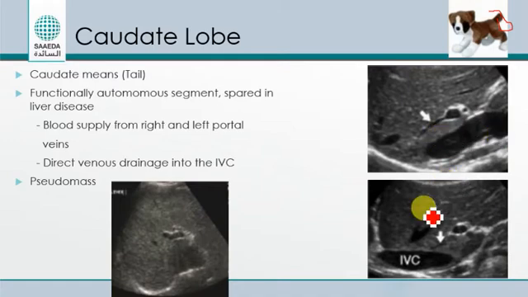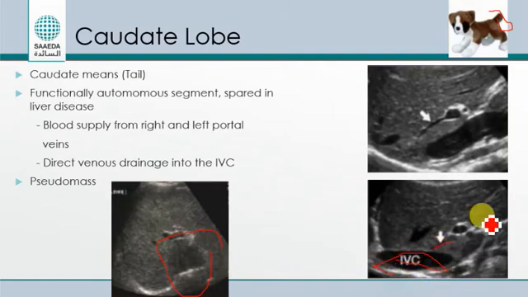Okay, the importance of it is that it might look like a pseudomass. For example, you can see here, this is the caudate lobe. It looks like a hypoechoic mass. You should be very careful not to misinterpret it as a mass, because if you change the angle, different maneuvers, you will see that this mass-like thing will disappear. Okay, and you can see it drains here directly into the IVC.